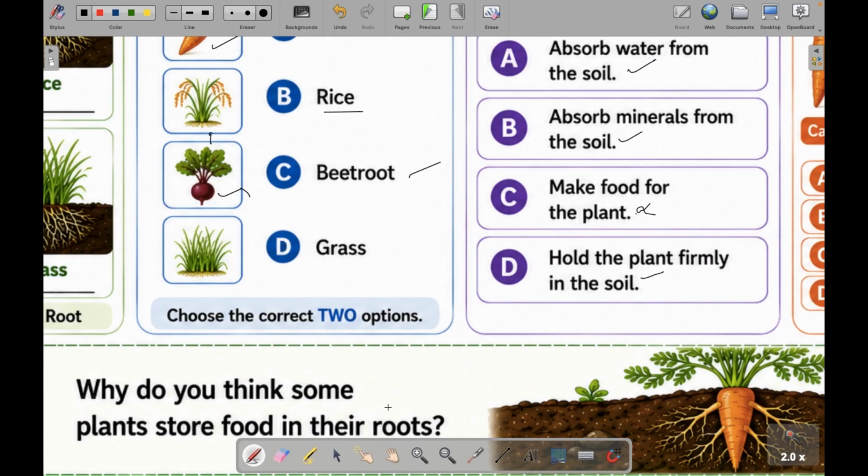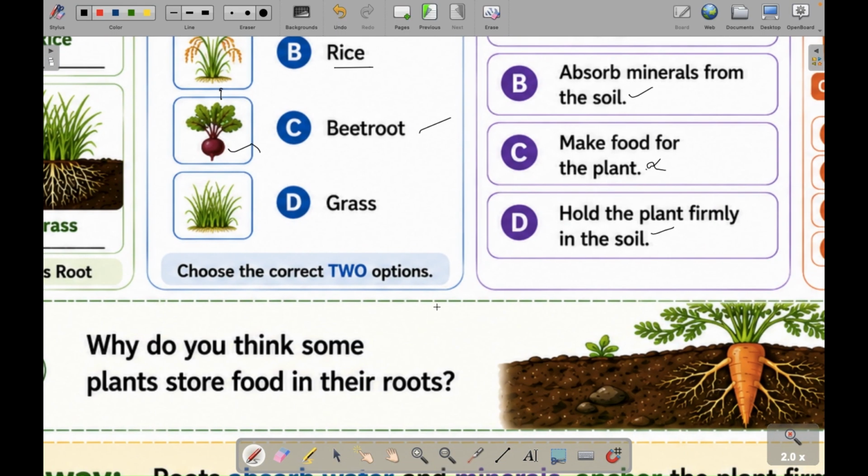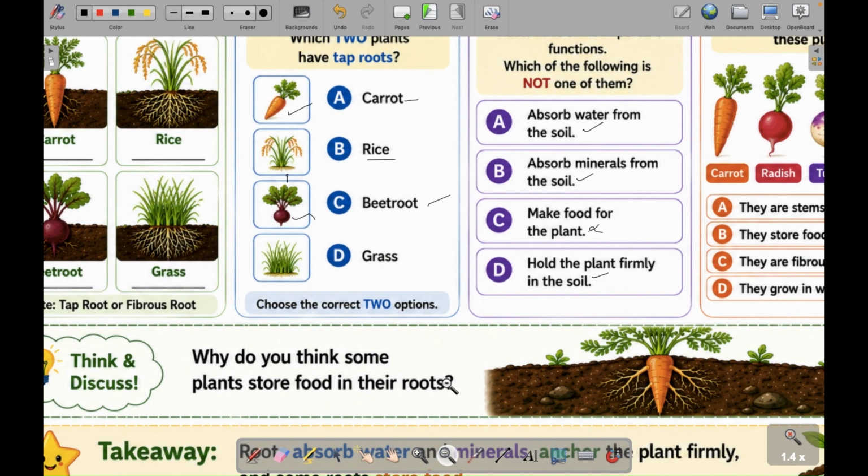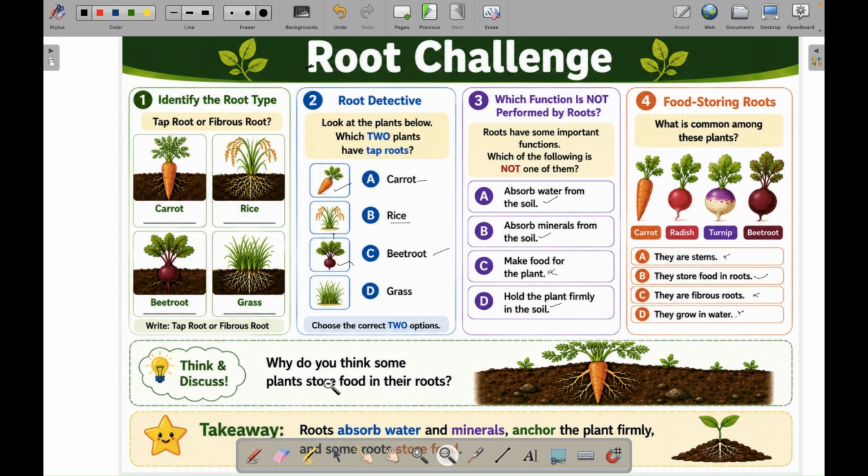Okay. Why do you think some plants store their foods in roots? We have discussed it briefly. Try to answer it yourself. Why do you think some plants store their foods in roots? Right? What is the need to store food in roots?